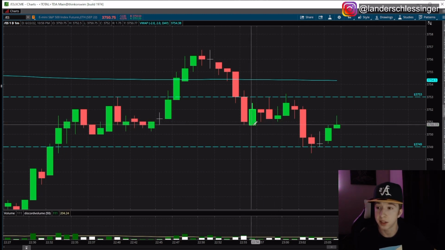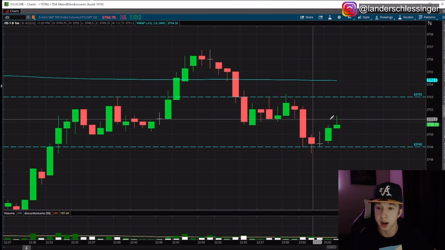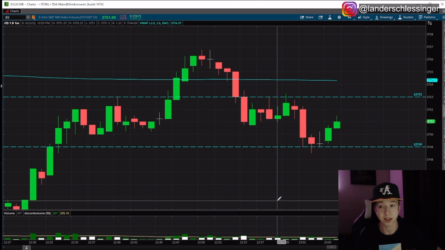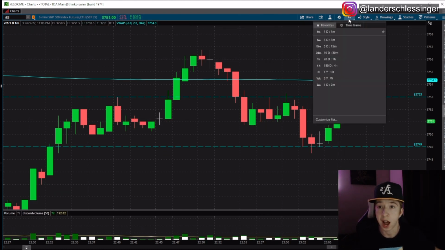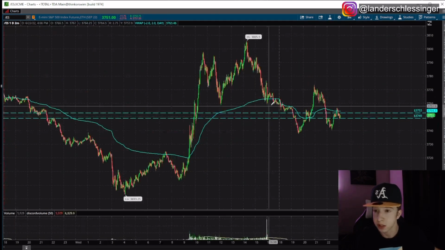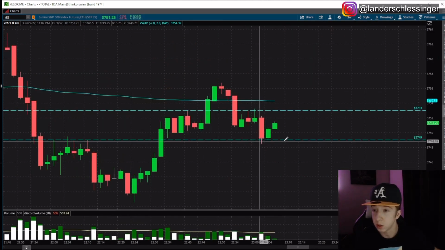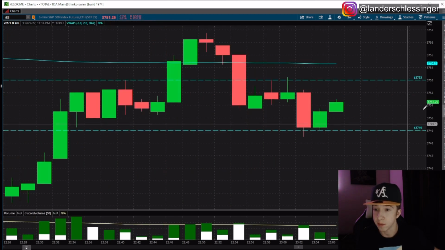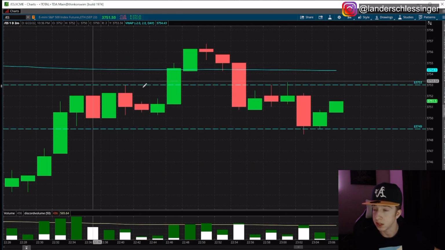So price is obviously retracing up to this previous support, and now it's getting rejected. Again, this is very small time frames. I like to go to the 2-minute time frame as well, just to see what's going on. Nothing too different here. Again, same support right here, same resistance right there.